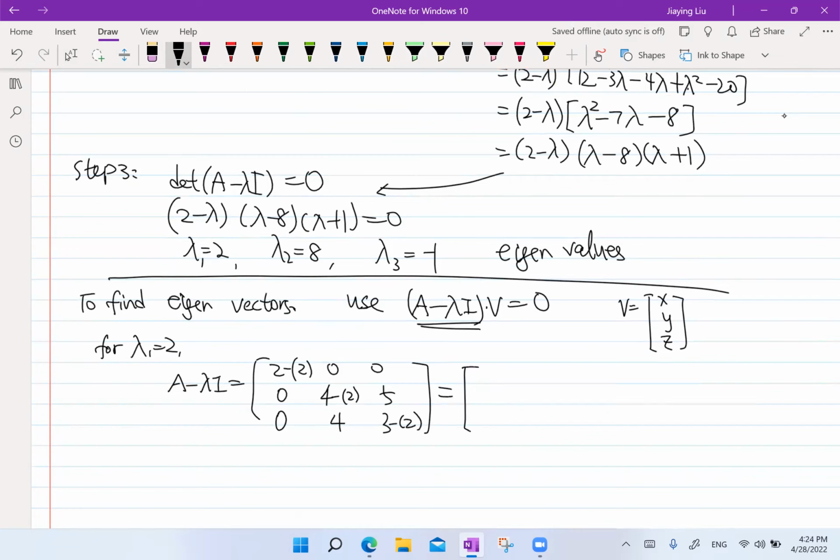And then I can just figure out the value from here. So that's A minus lambda I: 0, 0, 0; 0, 0, 2; 5, 4, 1. It's very quick to find it. Just substitute lambda with 2 there.